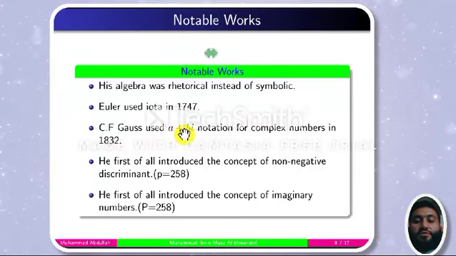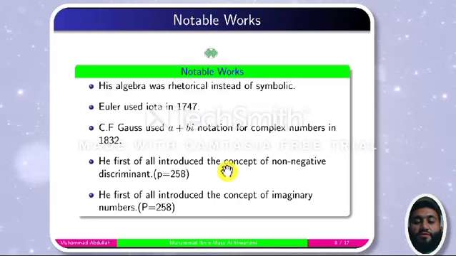Use the notation a plus b iota for the complex numbers. So these are the works whose roots are traceable to the works of Muhammad bin Musa al-Khwarizmi.